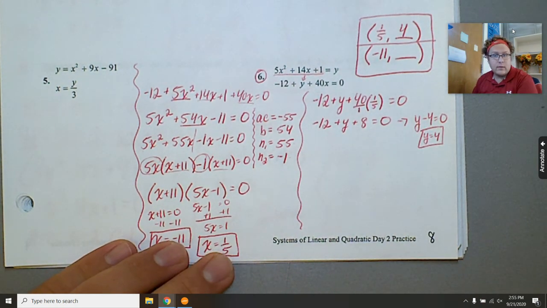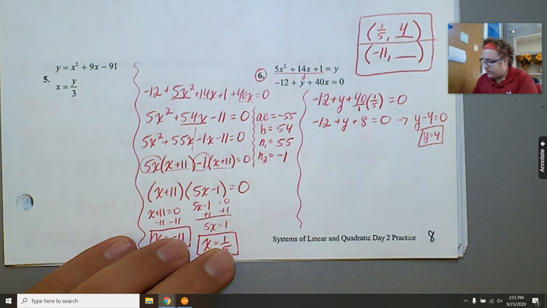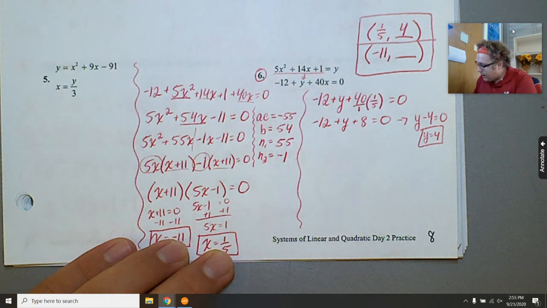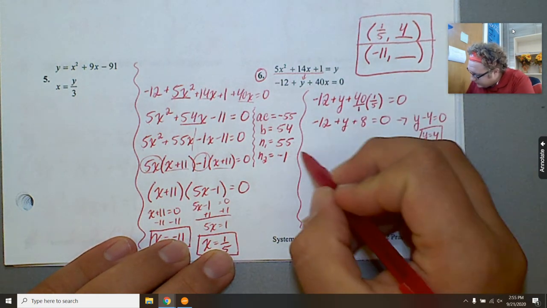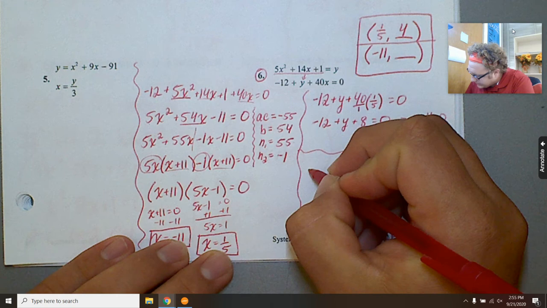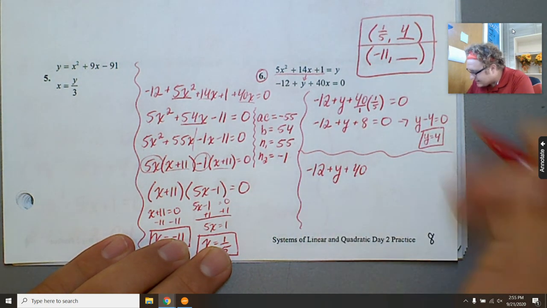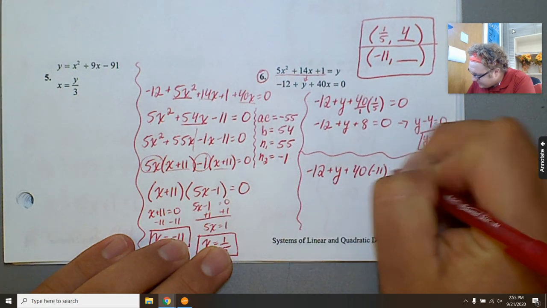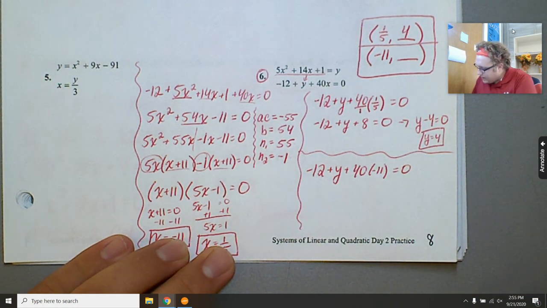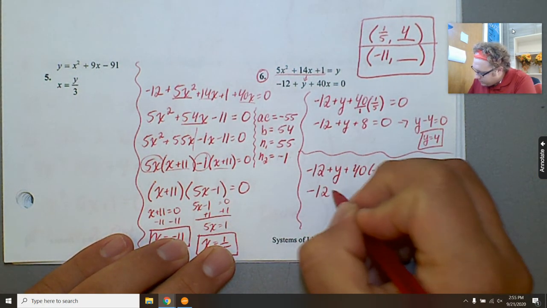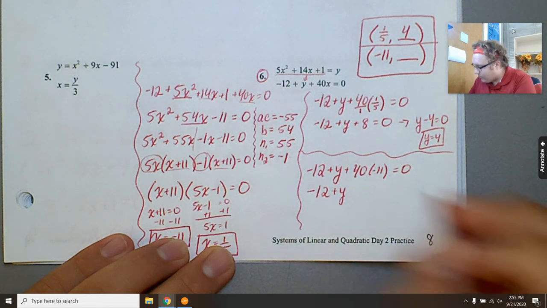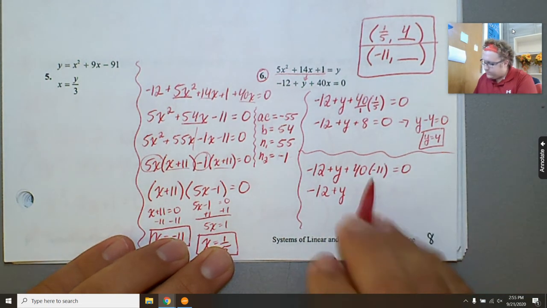Not too bad. I thought that 1/5 was going to be scarier than it was, but it turns out fractions aren't all that scary. Anywho, going to move on, going to find that other y value. I see -12 plus y plus 40 times x. In this case, x is -11, equal to 0. And we're going to say -12 plus y.